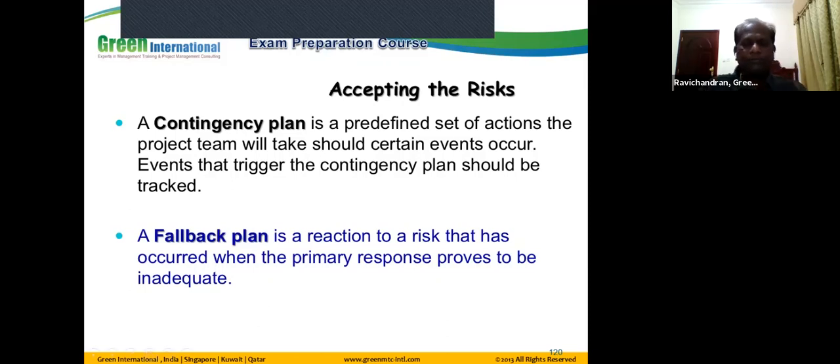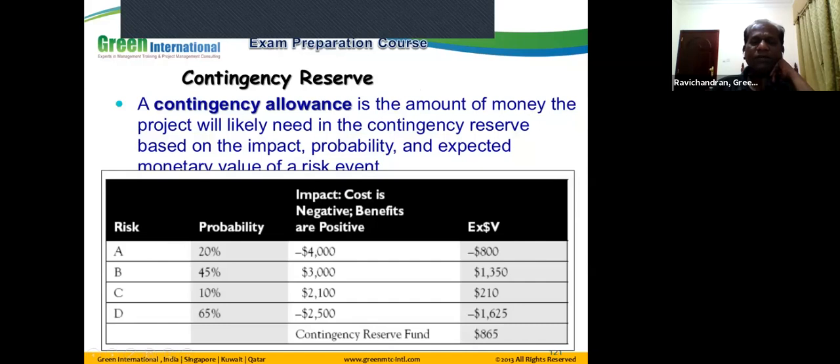The other one is called the fallback plan, which is a reaction to the risk that has occurred when the primary response proved to be inadequate. We came up with the action plan, but when you implement it, it is not yielding the expected reduction in risk. What will you do? Put your hand like this? No. We should have another action plan. If it is not working, we should be able to implement another action plan, which is called the fallback plan. You say plan A, plan B, right? That's the fallback plan.